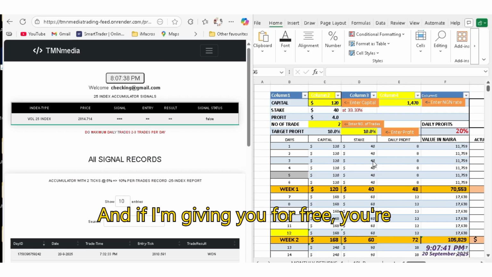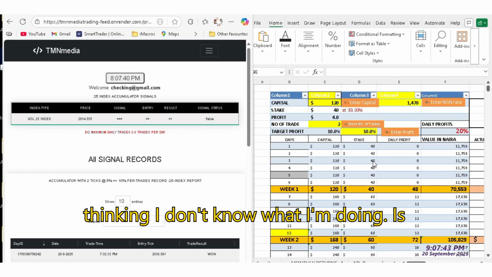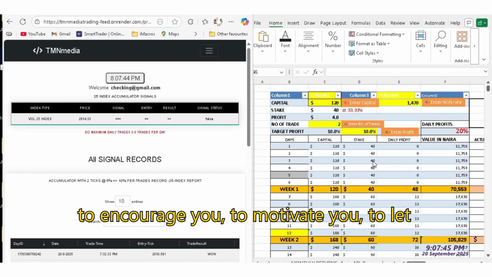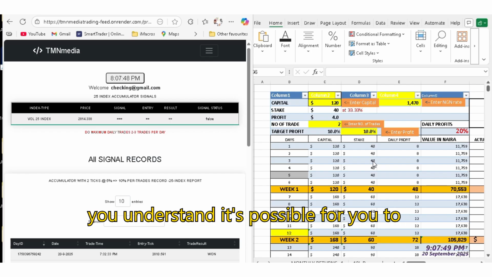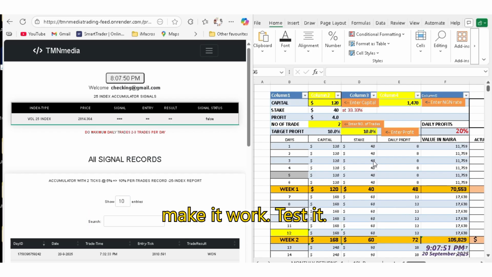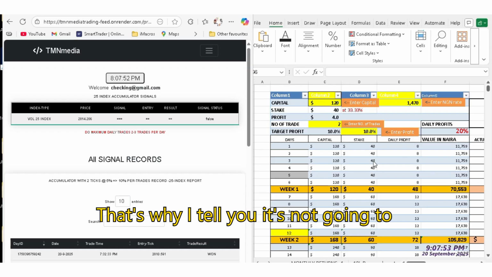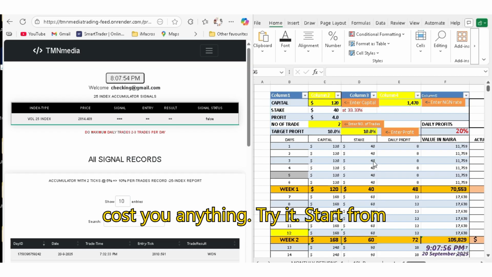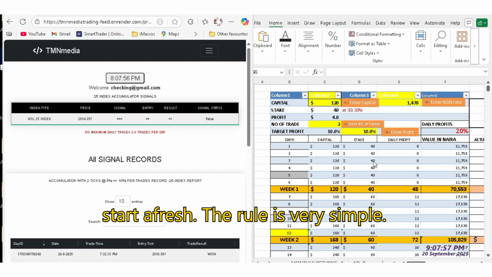And if I'm giving you this for free, you might be thinking I don't know what I'm doing. It is to encourage you, to motivate you, to let you understand it's possible for you to make it work. Test it. That's why I tell you it's not going to cost you anything. Try it. Start afresh. The rule is very simple.